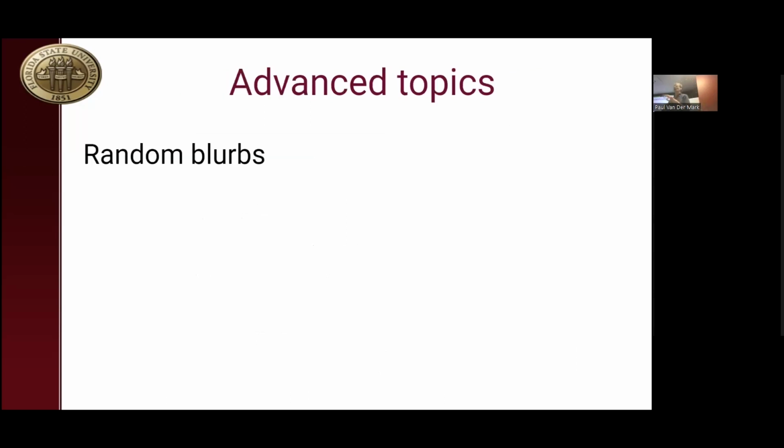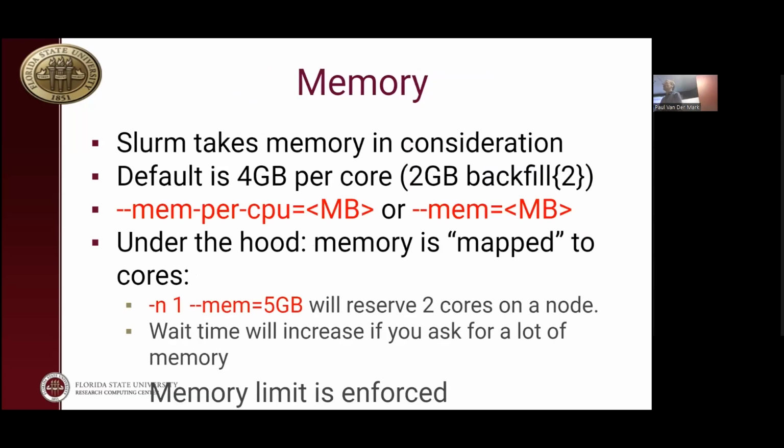So now comes the collection with random blurbs, because this was the relatively easy part. There's a lot more complicated. You might notice the moment you start working with job schedulers, it can get very hairy at one point. And one of them is memory. Memory is always a tricky part when you're running multi-processor jobs. By default, if you allocate one core, you get 4 gigabytes. That's the default.